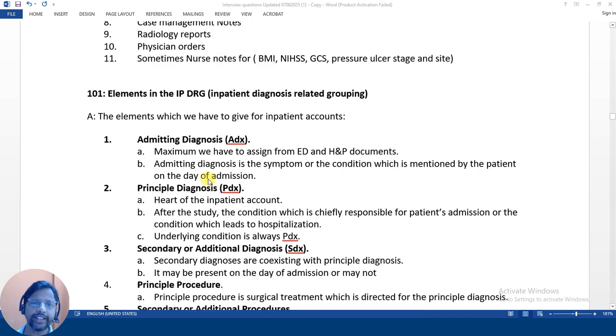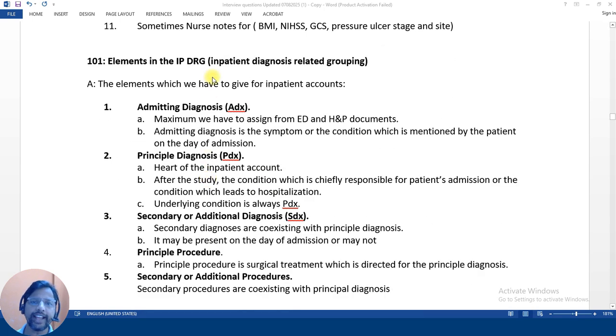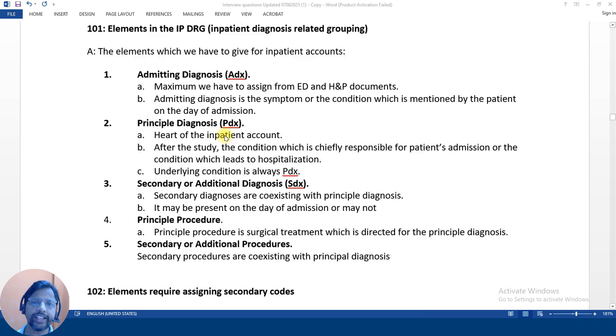So what is the next question here? Elements in the IPDRG. What are the elements in the IPDRG you need to follow? In the IPDRG charts we have multiple elements. These are the most important elements we need to follow while coding the inpatient chart.